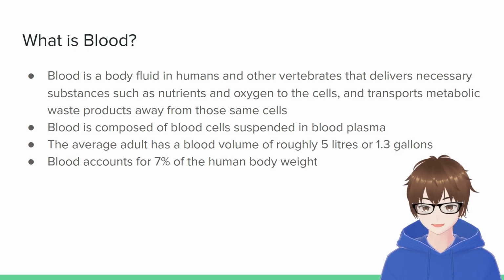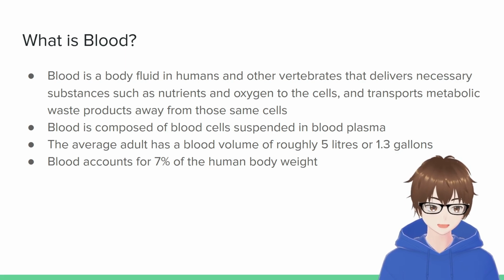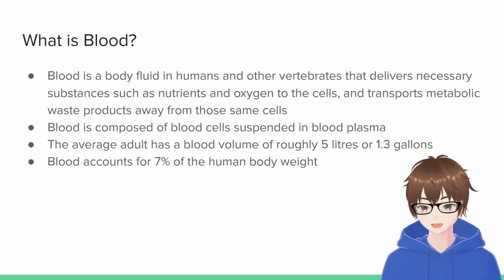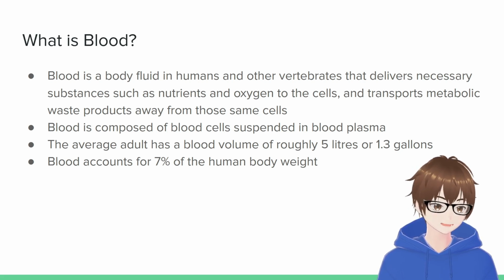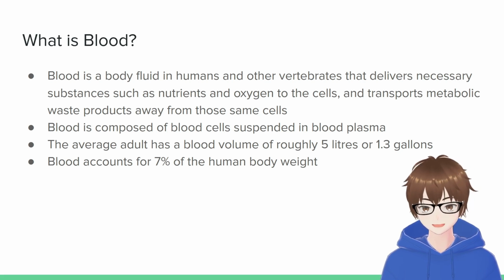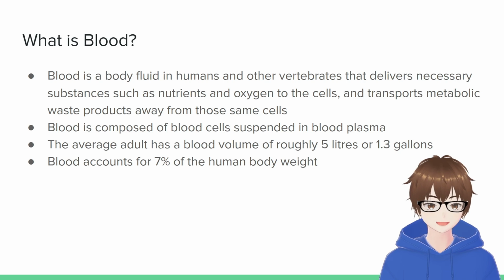But blood is a body fluid in humans and other vertebrates that delivers necessary substances such as nutrients and oxygen to their cells. It also transports metabolic waste products away from those same cells. So blood is composed of blood cells suspended in blood plasma, and the average adult has a blood volume of roughly 5 liters or 1.3 gallons. And blood accounts for 7% of the human body weight. So 7% of what makes you you is just blood.